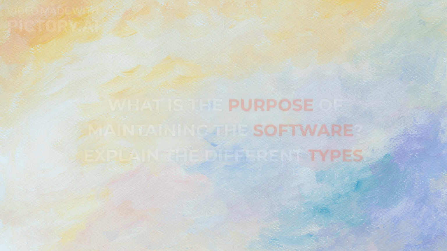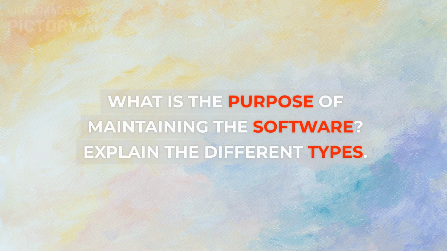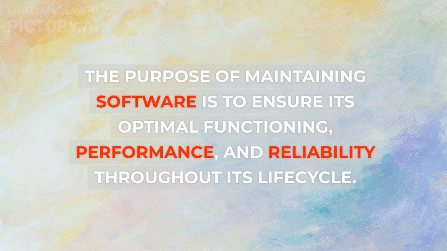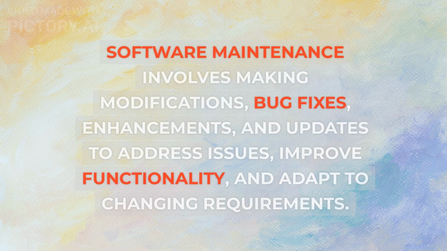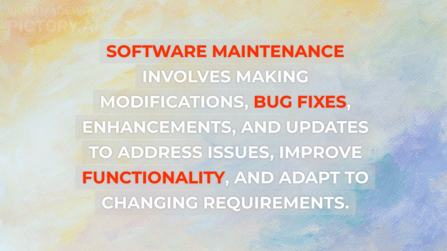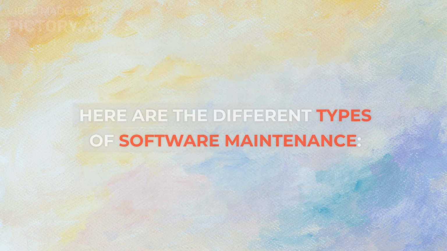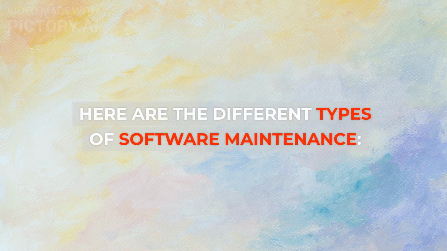Question 6. What is the purpose of maintaining the software? Explain the different types. The purpose of maintaining software is to ensure its optimal functioning, performance, and reliability throughout its life cycle. Software maintenance involves making modifications, bug fixes, enhancements, and updates to address issues, improve functionality, and adapt to changing requirements. Here are the different types of software maintenance.